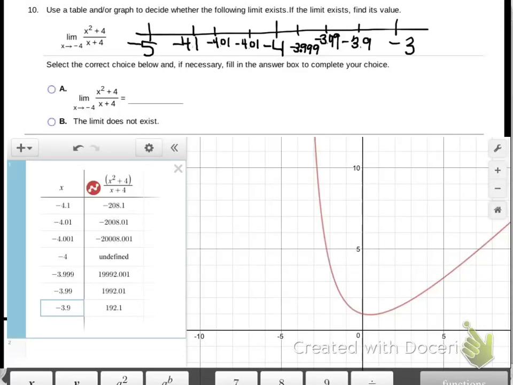Hello again. Sorry, somehow I managed to push the stop record button without realizing it. So that's the reason for the two parts.